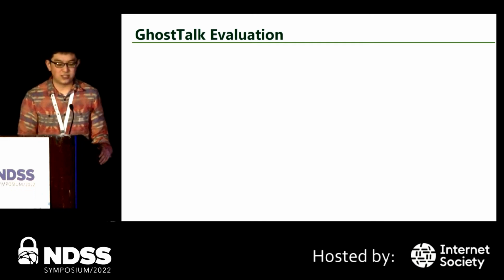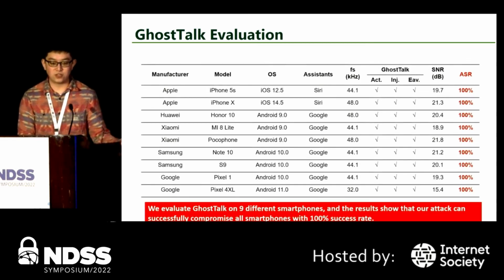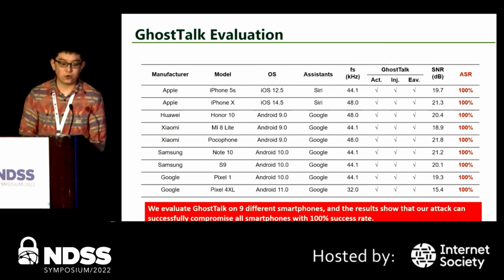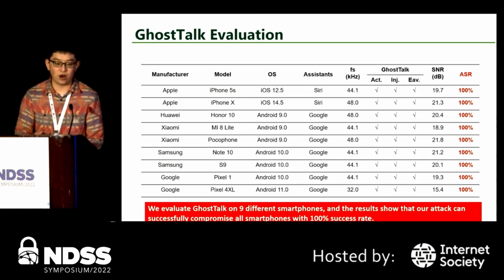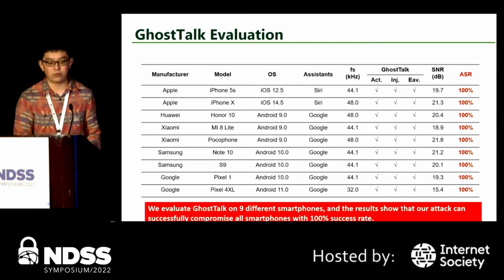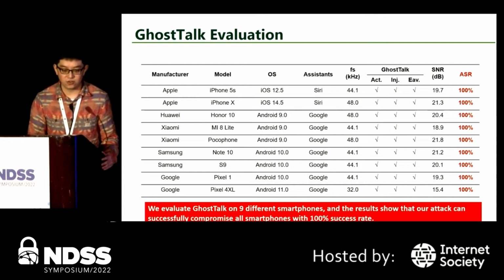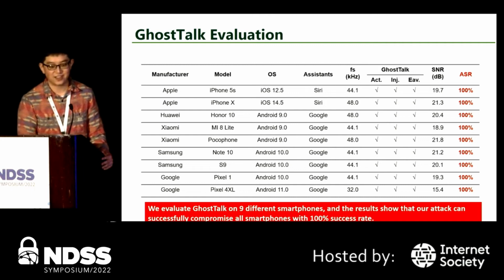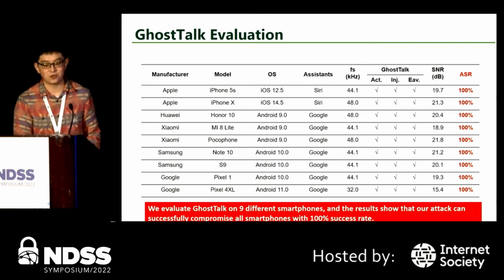And we launched this attack on 9 different smartphones. And from this result table, we can see that the GhostTalk attack can achieve both injection and eavesdropping on all victim smartphones without any prior knowledge about the user's voice. And for all these victim smartphones, the attack success rate is 100% since our attack directly injects electric signals into the smartphone.